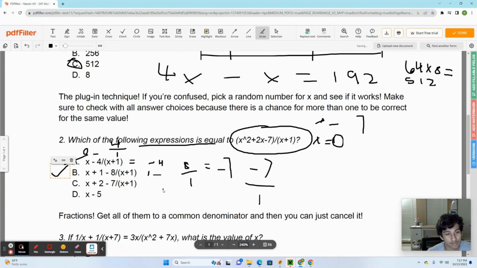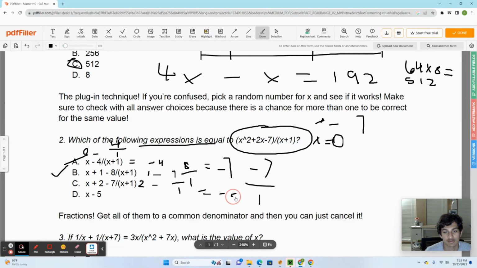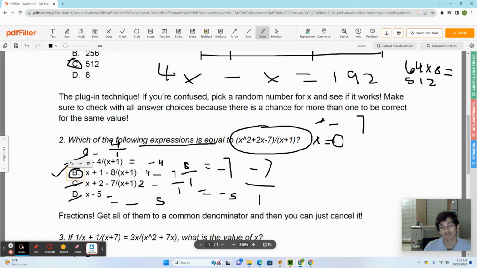C is x plus 2 minus 7 over x plus 1. So that's just 0 plus 2, 2 minus 7 over x plus 1, which is 1. This gets us negative 5, which is also wrong. And lastly, x minus 5, just plug in 0 and you get 0 minus 5, and that is equal to negative 5. So that is also wrong. And so we are safe to choose B. And that's how you answer these kinds of questions. If you want to do the synthetic division and the algebra, feel free, but this is probably the fastest way to do it. So I recommend you guys using the plug-in technique.